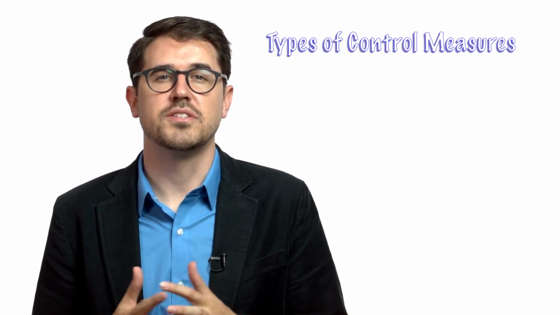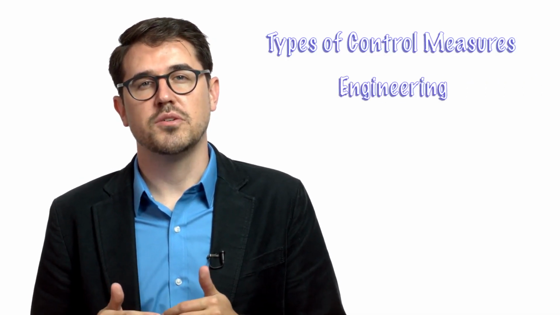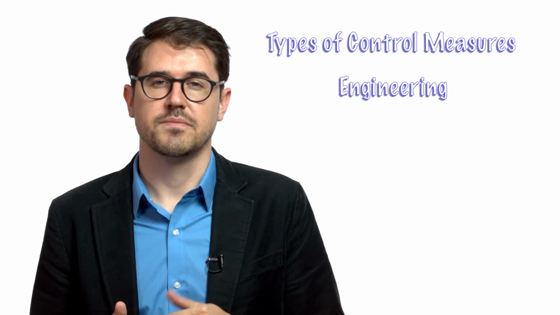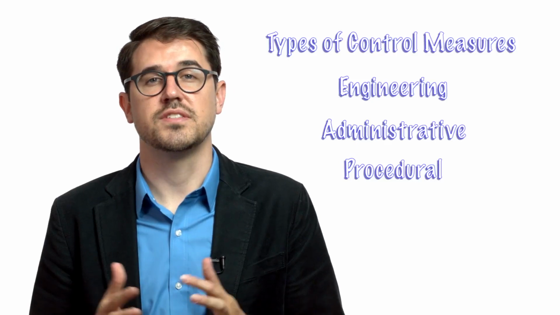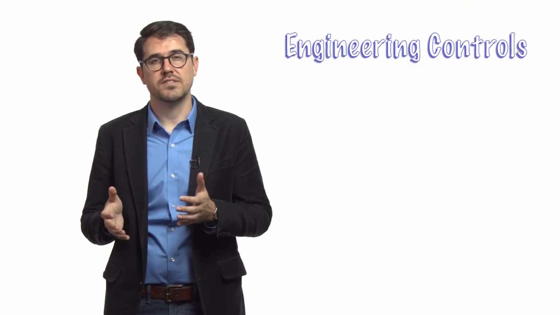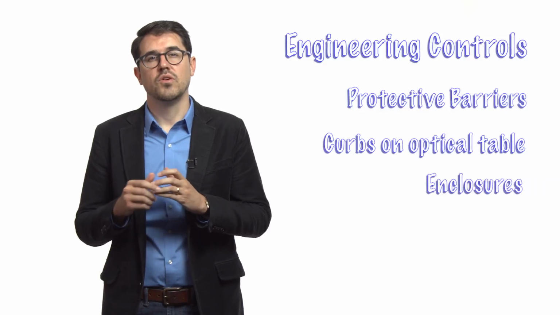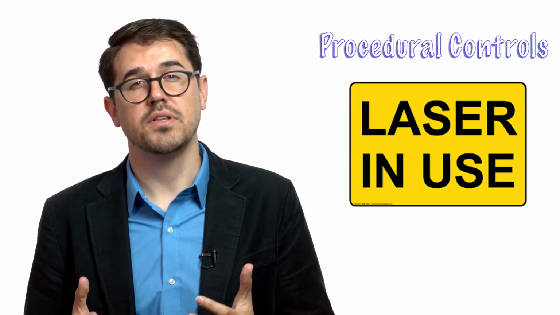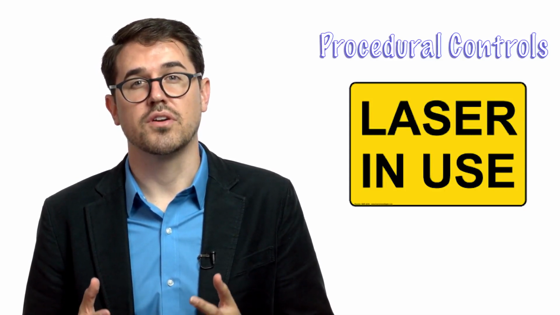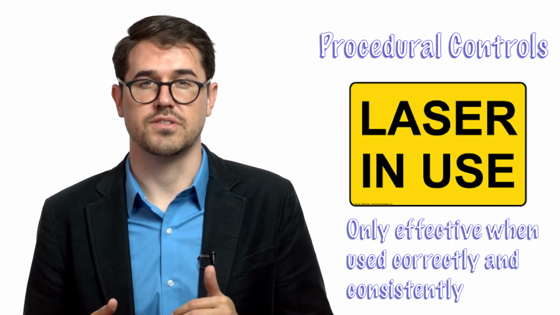There are three types of control measures that we use to protect ourselves from exposure. Engineering controls are physical barriers that we put between ourselves and a laser. Administrative controls are things such as policies, and procedural controls such as standard operating procedures. The most common types of engineering controls that you'll see in a laser lab are protective barriers, curbs on your optical table, or enclosures. Laser in use signs at the entrance of every laser lab are an example of a procedural control. However, they're only effective if you turn them on when the laser is on and turn them off when the laser is off.